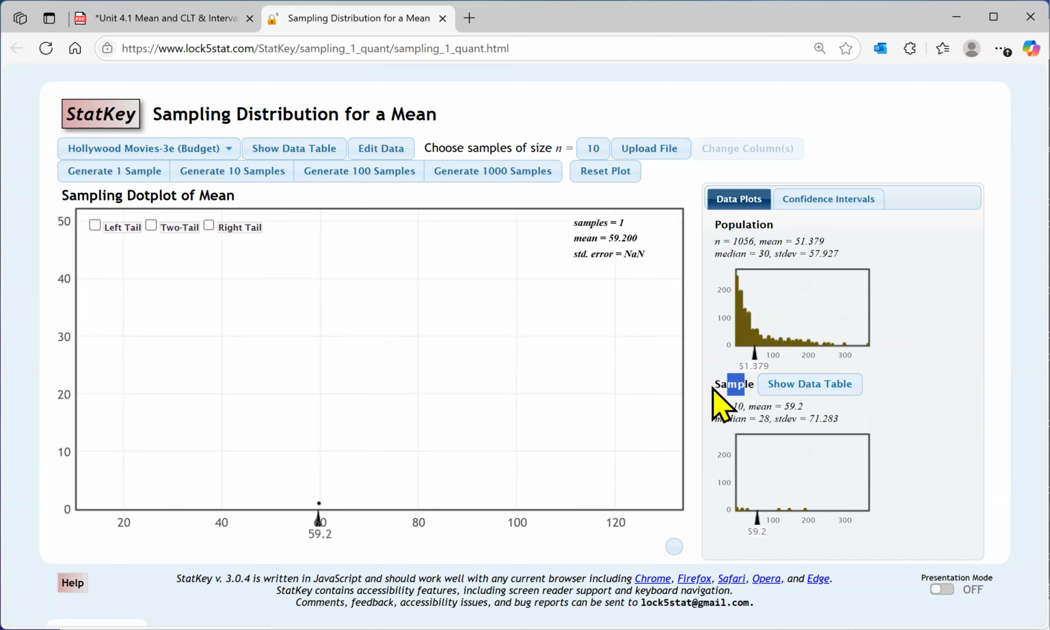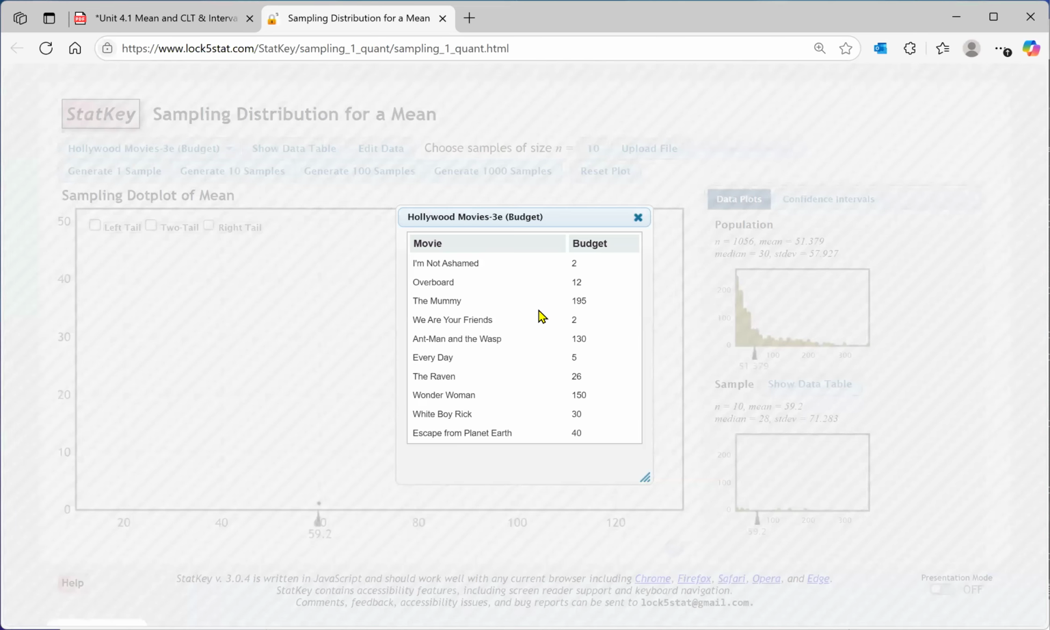So you can see where it says sample, it tells you show table. They went ahead and took a simple random sample of 10 movies without replacement. And we can observe here that this is the sample that we found. So we got the movie I'm Not Ashamed, Overboard, The Mummy, We Are Friends, Ant-Man and the Wasp, Every Day, The Raven, Wonder Woman, White Boy Rick, and Escape from Planet Earth. We've got the budget right here on the right-hand side. And then they went ahead and computed the average for that.